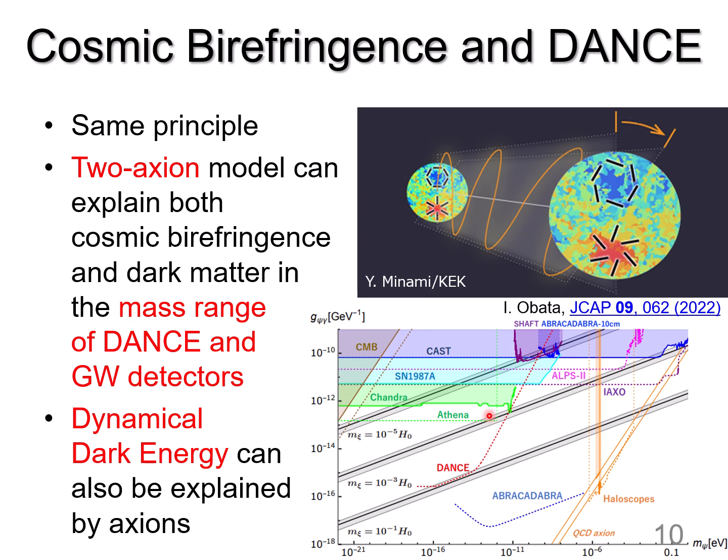More recently, there has been a suggestion of dynamical dark energy from DESI observations, and this also can be explained by axion dark energy. So the existence of axions is now pretty well motivated from these kinds of experiments, and we are also excited to search for dark matter axions.